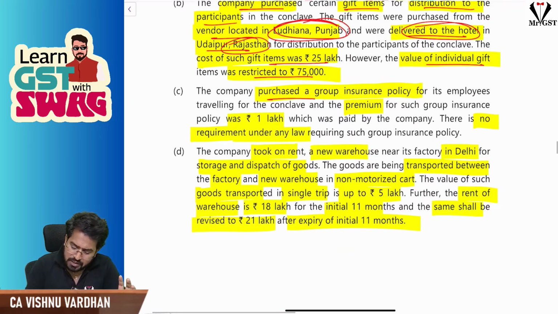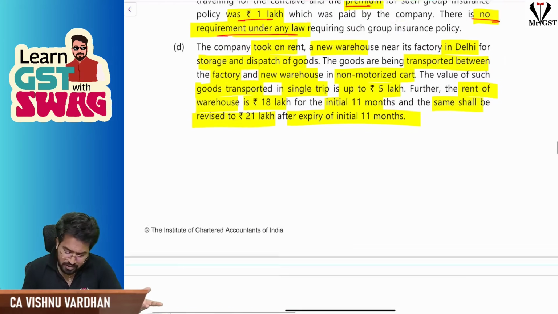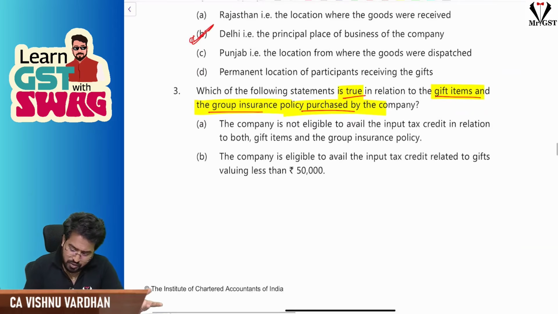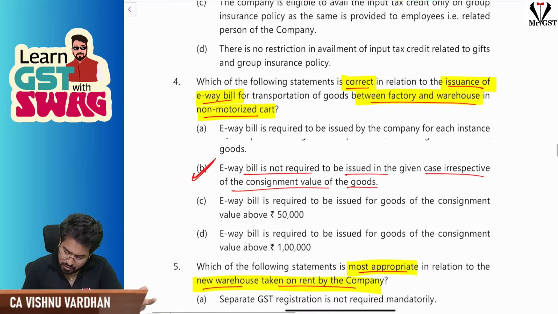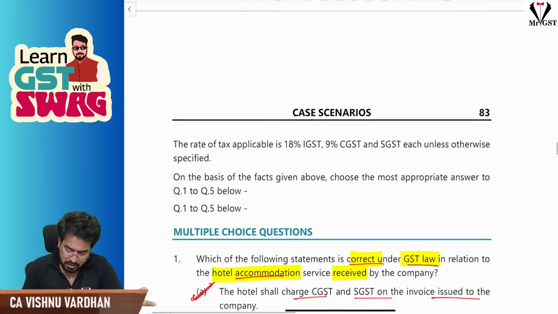Next, purchased a group insurance policy where the premium is 1 lakh and there is no statutory obligation here. Of course, that means it is blocked under GST. ITC is not available, and gift items are also not eligible. The company is not eligible to avail ITC in relation to both. So this will be the option. Next, the fourth one is also over. Non-motorized cart. We have to see the warehouse related point.